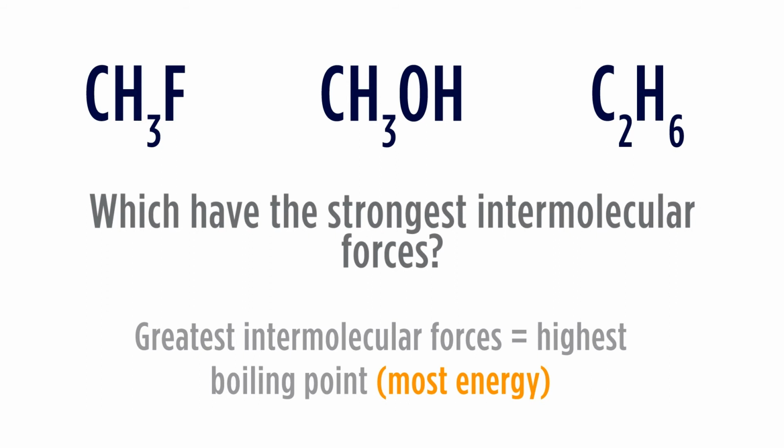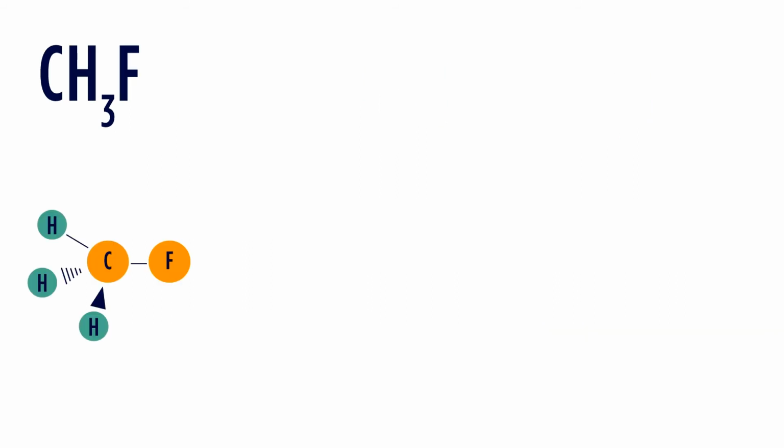Let's draw these three with their geometric structures. So here we have fluoromethane. If we think about fluoromethane, it's tetrahedral. We have a bond dipole towards the fluorine. We also have very small dipoles towards the carbon. So if we consider the fluoromethane, we have a dipole between the carbon and the fluorine, and that's going to set up a molecular dipole towards the fluorine. That means that this can have a dipole-dipole interaction.